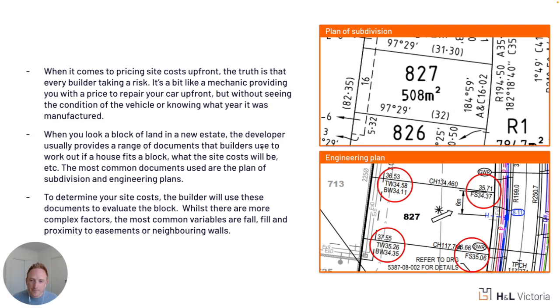And then to help determine the site cost, we have this thing called an engineering plan. They have these little numbers here that represent what we call levels, and that will tell us the level of fall and the amount of fill that's on that block. Now, I'm not going to go into that detail. It's really not necessary for this. What I would say is that if the consultant can get their hands on the plan of sub, the engineering plan, and some other documents that help, they'll be in a position to provide you with some site costs. Okay, so that's what they'll use, those documents there.